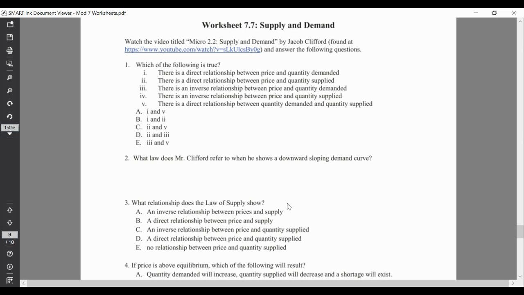So 7-7 is once again a video. And it says, which of the following are true? So it gives you: there's a direct relationship between price and quantity demanded. There's a direct relationship between price and quantity supplied. There's an inverse relationship between price and quantity demanded. There's an inverse relationship between price and quantity supplied. There's a direct relationship between quantity demanded and quantity supplied.